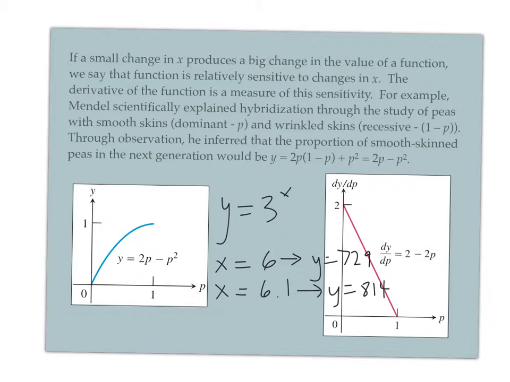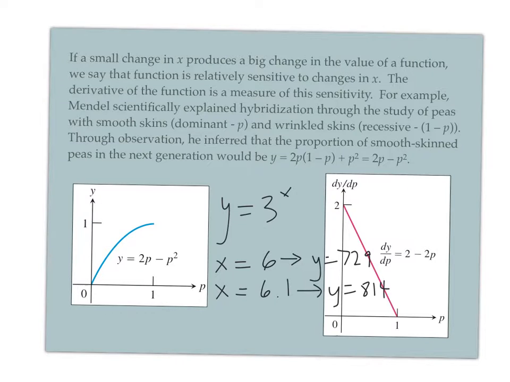So we see that a 0.1 change in x made a difference of almost 100 in y. Okay, that would be a sensitive function, because it is jumping hugely based on a really small change. Then it describes this Mendel thing.